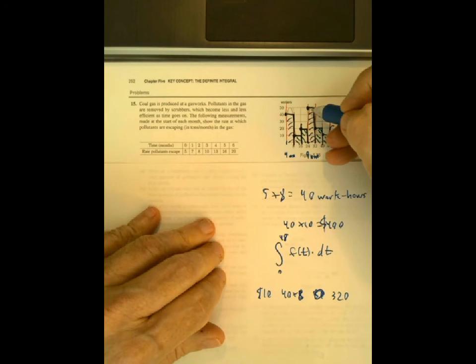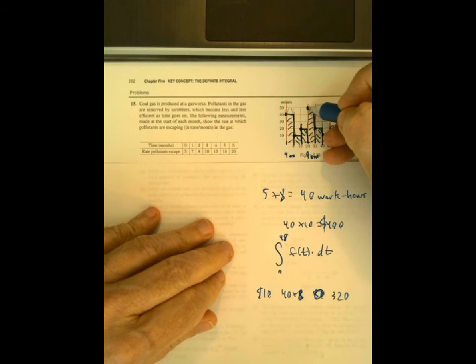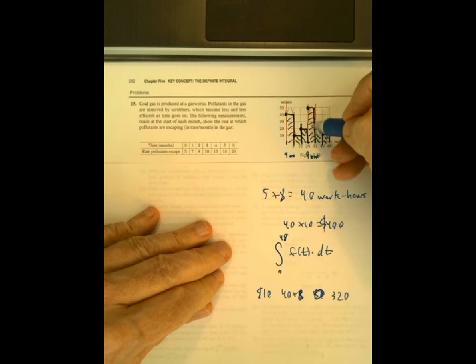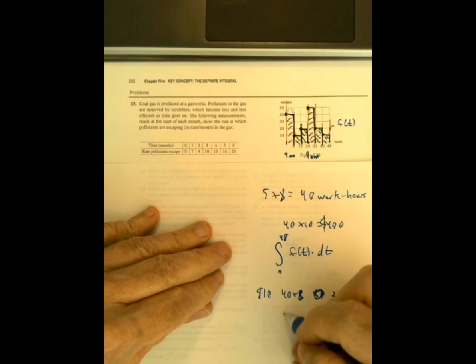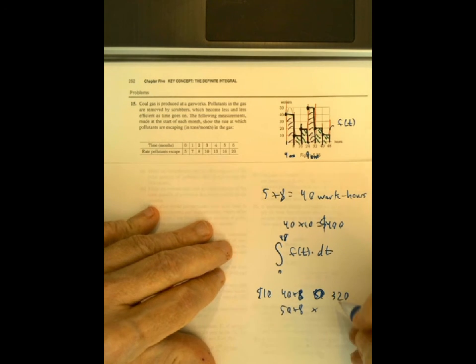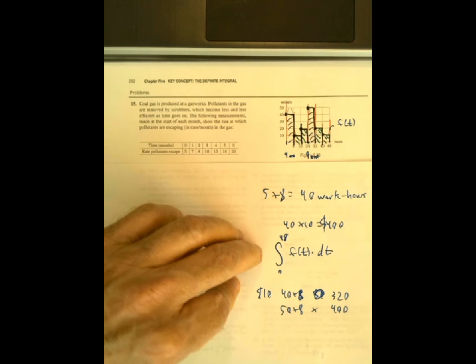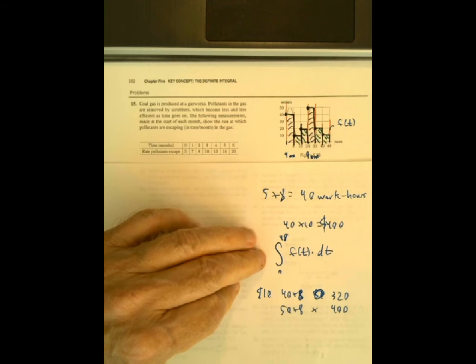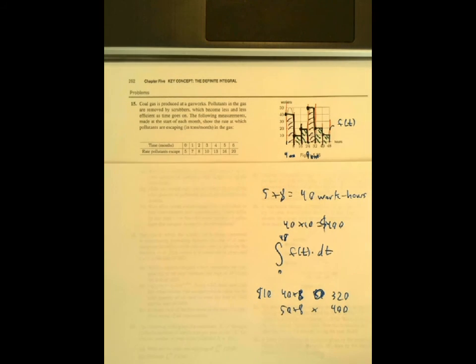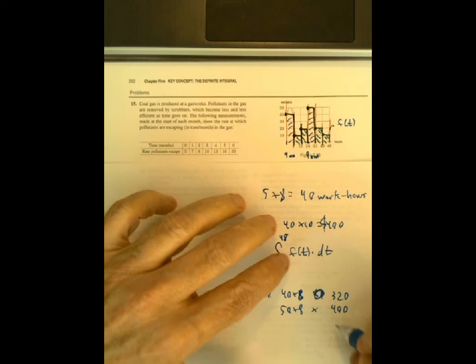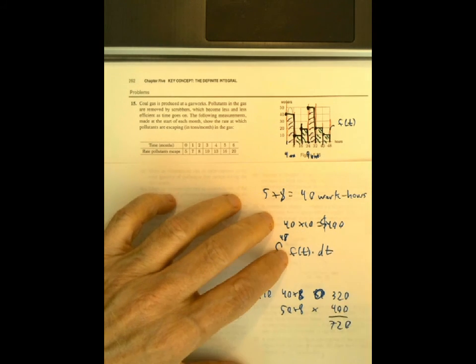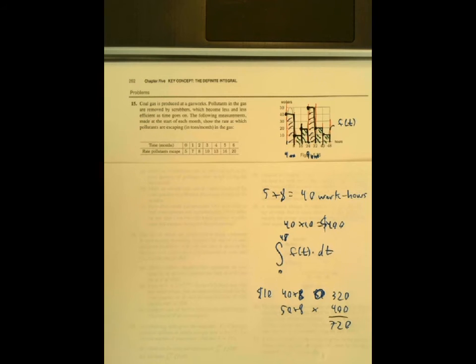And then for the other $10 an hour period, it's 8 hours times 50. So that's 50 times 8, 5 times 8 is 40, so that's 400 worker hours, right? Okay. And so that's a total of 720 worker hours, assuming, as usual, I did my arithmetic correctly.